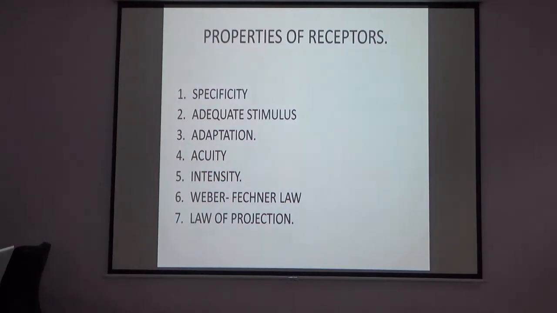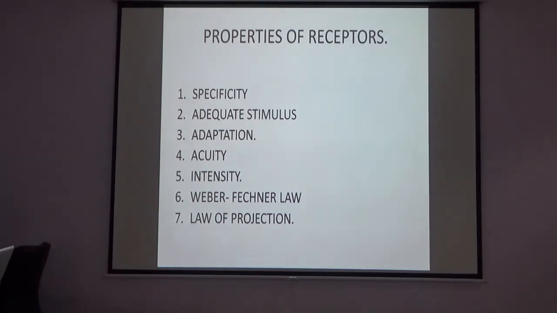Third is adaptation. It means that when a stimulus of constant strength is applied continuously to the receptor, the frequency of the action potential in the sensory nerve decreases, which results in adaptation, also called desensitization. Based on this, receptors can be phasic receptors and tonic receptors. Phasic receptors adapt rapidly, like the touch and pressure receptors, and tonic receptors adapt slowly, for example baroreceptors and pain receptors. Sometimes pain receptors do not adapt at all.